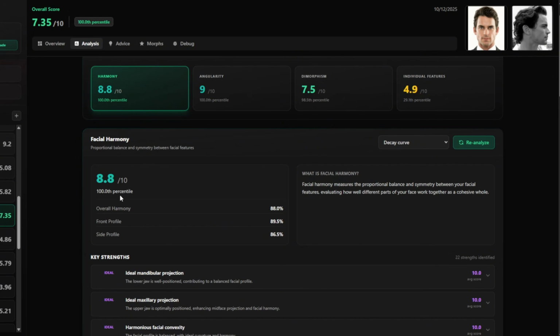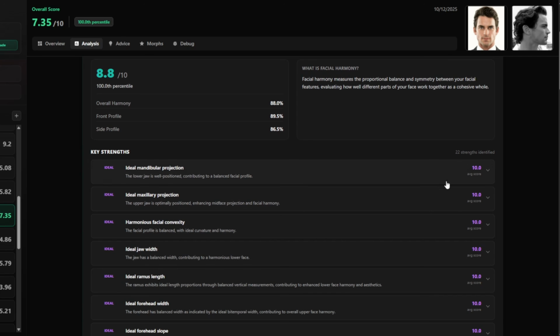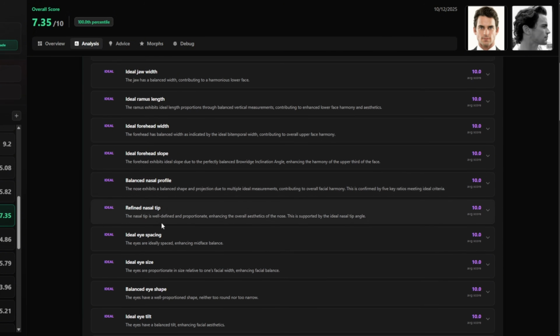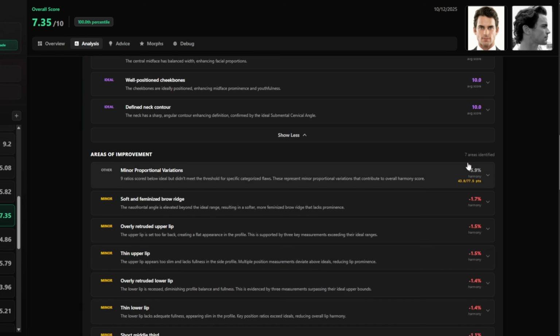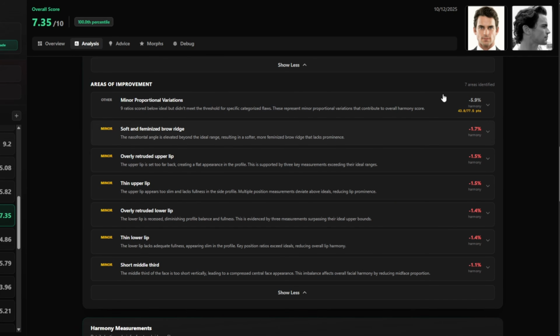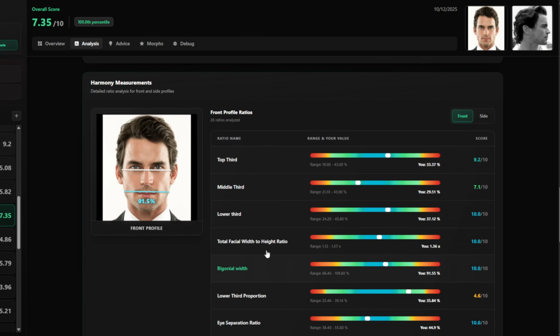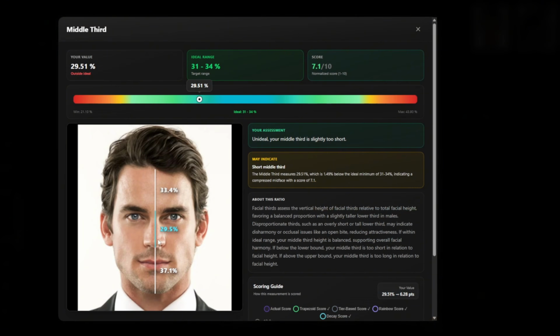So Matt Bomer gets an 8.8. Now in terms of his key strengths, you can see 22 strengths listed here, which is a lot. Balanced nasal profile, orbital region, jaw length, and only a few flaws, 7 flaws here, which are his brow region, definitely not as masculinized. Thin upper lip, that's true. Protruded upper lip, that's true, given his chin is a little bit more protruded than ideal here. And thin lower lip, short middle third, which is definitely true here, a little bit shorter of a middle third.